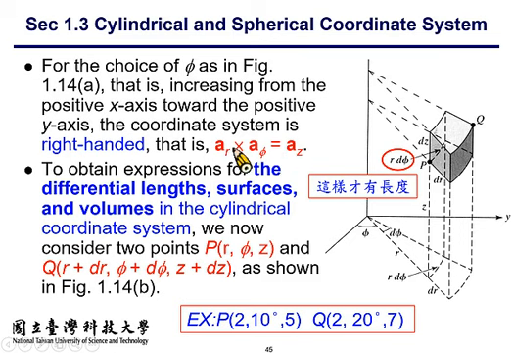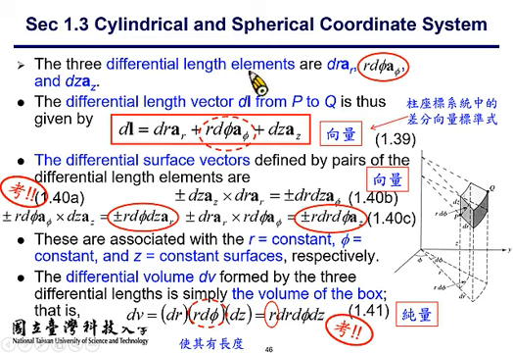Okay, the right-handed screw system also applies to the cylindrical coordinate system. If you have AR cross A phi, you end up with AZ. If the cross product is done by A phi cross AR, you end up with minus AZ, all right? A phi cross AZ gives you AR. So the same right-hand screw property holds for the cylindrical coordinate system with the order of R, phi, Z, okay?